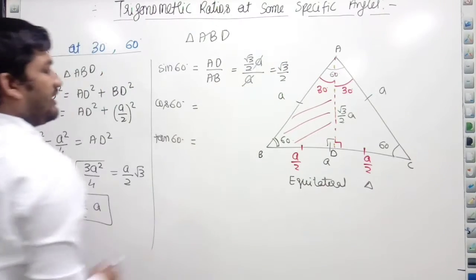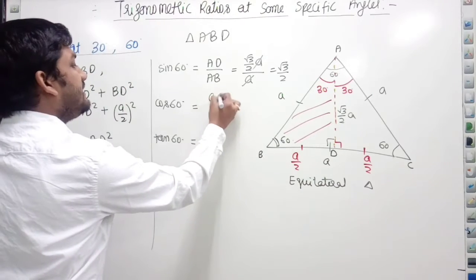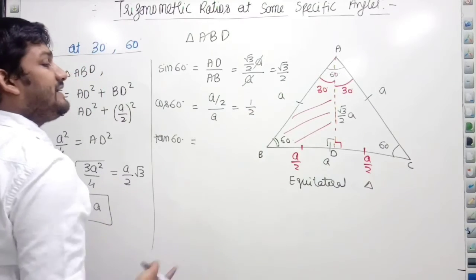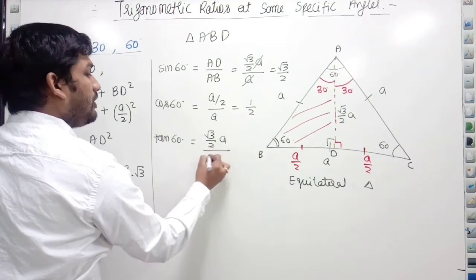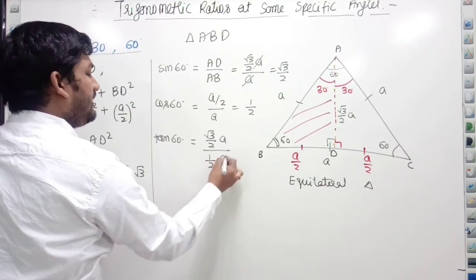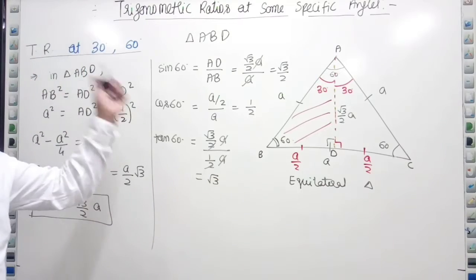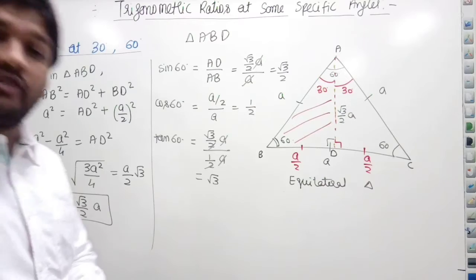The a will cancel. What is cos? Cos theta is base upon hypotenuse, a/2 upon a, that is 1/2. And tan theta is perpendicular upon base, √3/2 a upon 1/2 a. That will cancel, giving √3. So sin 60 is √3/2, cos 60 is 1/2, tan 60 is √3.